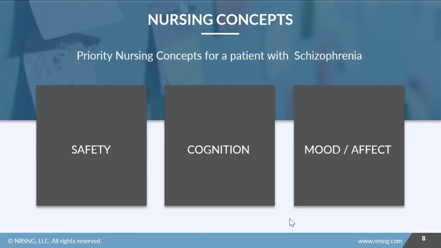So, primary nursing concepts for a patient with schizophrenia are going to be safety, number one, always, especially again with paranoid delusions, which we'll talk about in the next lesson. Cognition, because they may experience some disorganized thoughts, and mood and affect, because we can see how some of those negative symptoms will affect their emotions, and we may need to do a self-harm assessment.